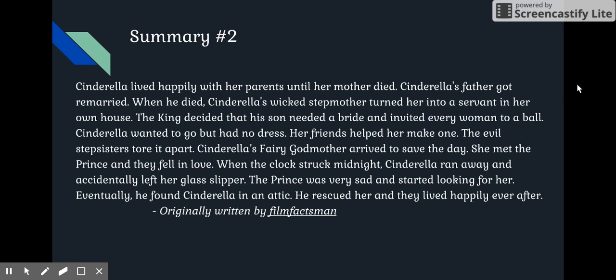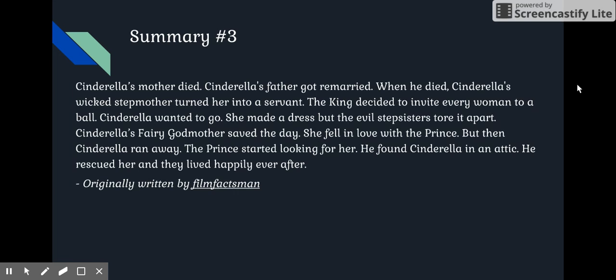Summary number 2. Basically, this is the same summary. There are less details, and you can obviously see that it is shorter, so they have not necessarily included every single plot point. This summary would include a score of 3. We're going to go to summary number 3. Again, you can see that this summary is shorter, there are way less details, and this summary has received a score of 2.